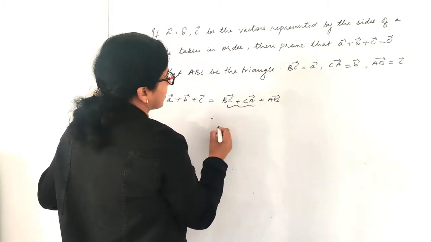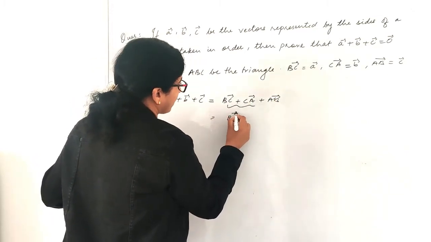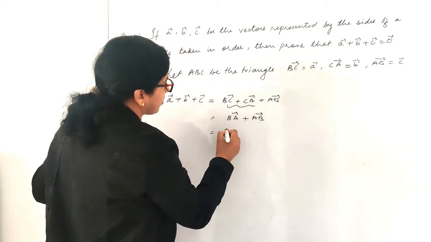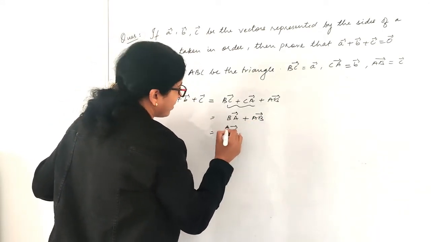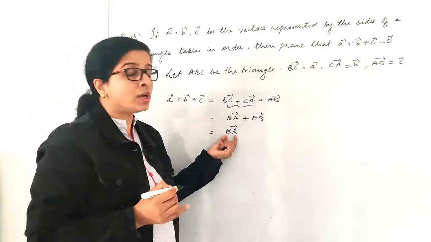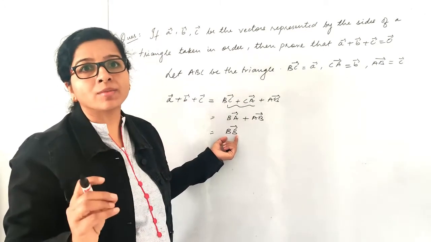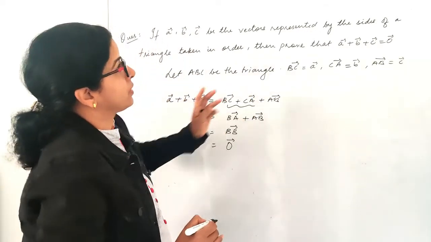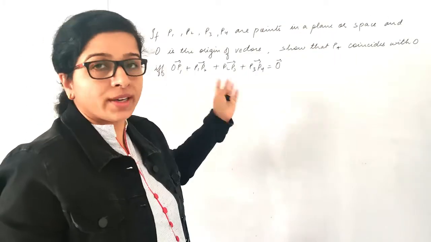Now this will result in BA vector plus AB vector, right? Which is nothing but equal to BB vector. Whenever my terminal point and initial point becomes the same, it is nothing but your null vector. So hence proved. Now let us take this question.